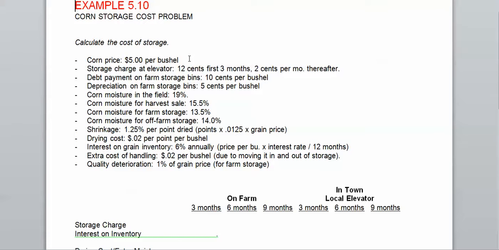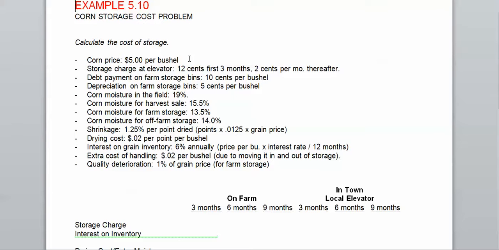The debt payment on farm storage bins is 10 cents, and depreciation on farm storage bins is 5 cents, for a grand total of 15 cents of fixed costs on our on-farm grain storage bins.